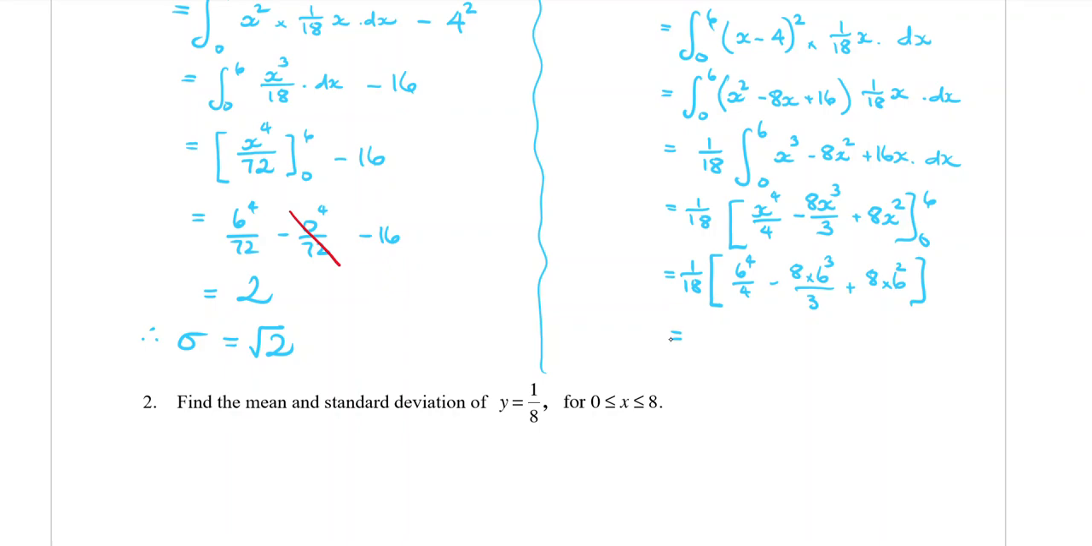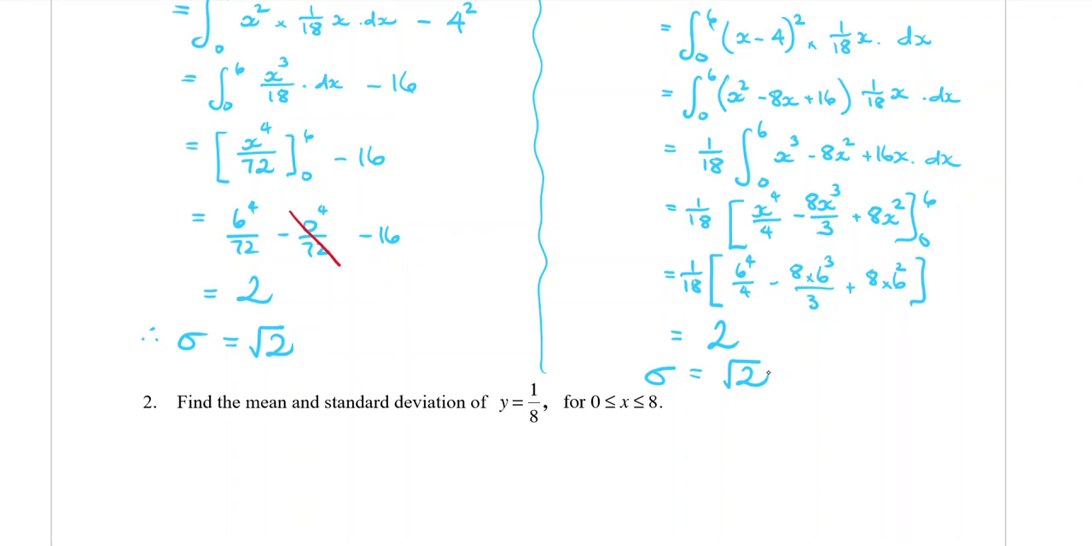Type that all in, and hopefully it equals 2 as well, because it's meant to. It does? Yeah, good. All right, so it equals 2 as well, which means my standard deviation is equal to root 2. So it just goes to show you can use either formula. You might have a preference that you lean towards one or the other.